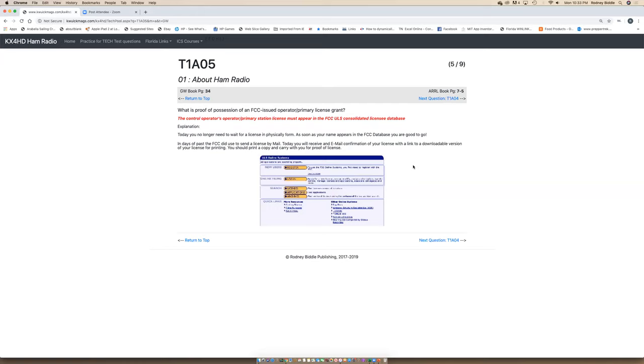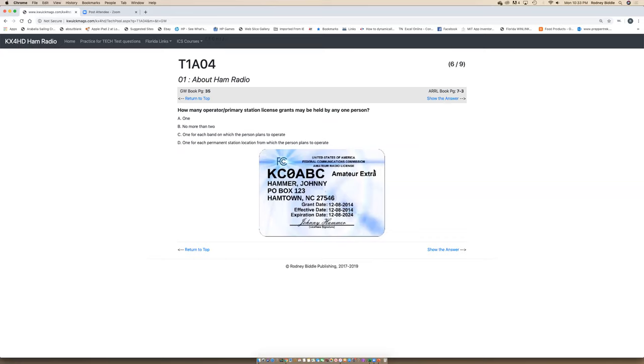Next question is T1A04. We're on page 35 of the book. How many operator/primary station license grants may be held by any one person? So this is asking you how many license grants can one person have? And the answers are one, no more than two, one for each band on which the person plans to operate, or one for each permanent station location from which the person plans to operate. And our answer is one.